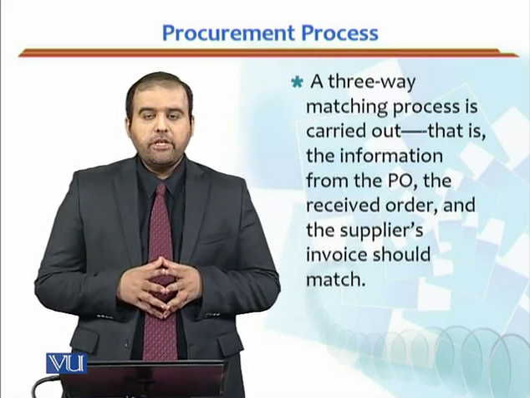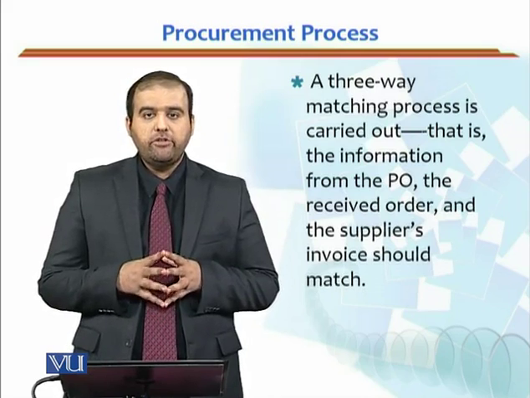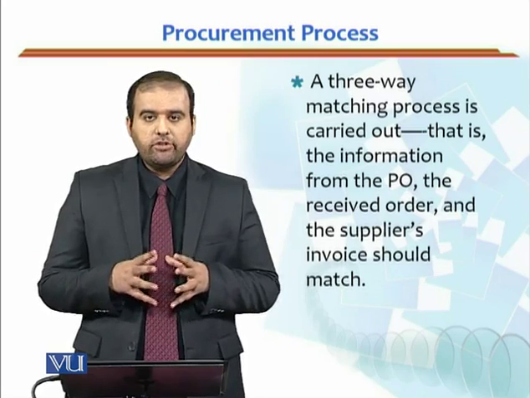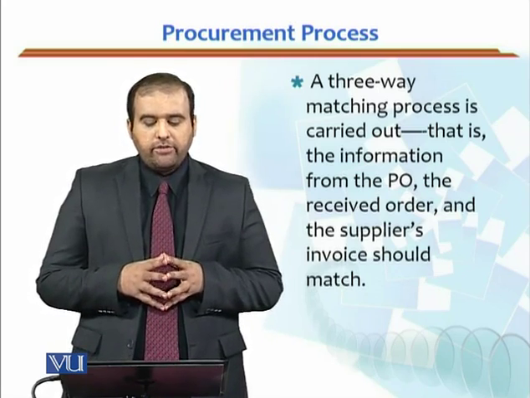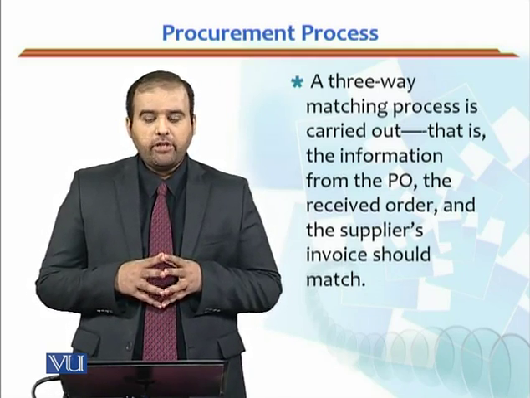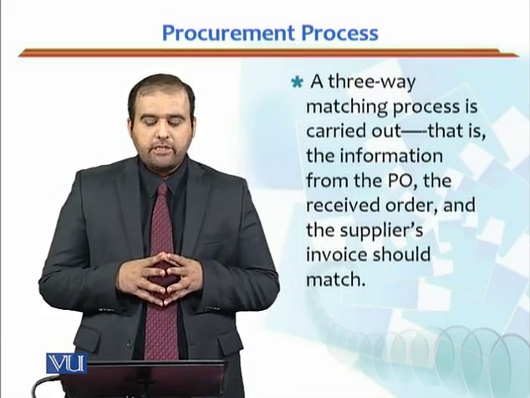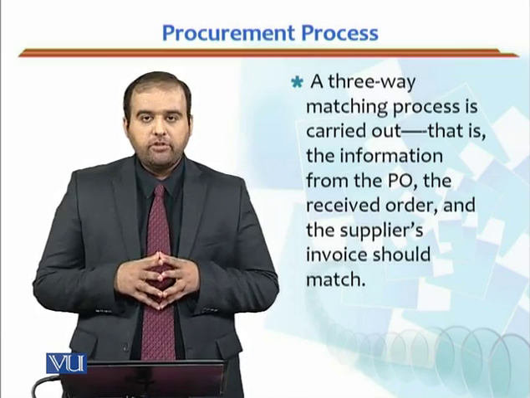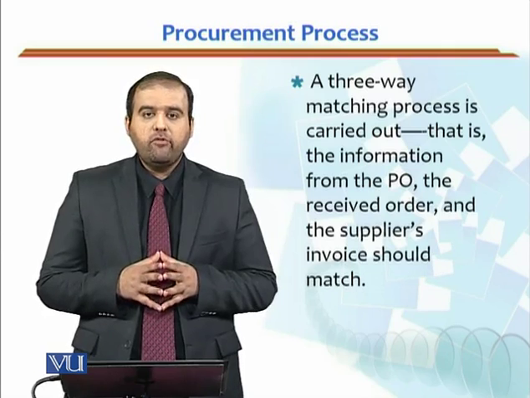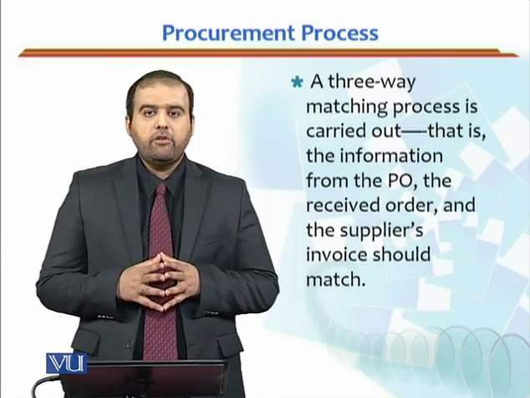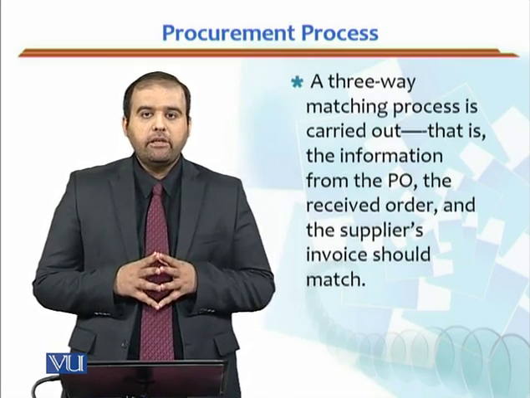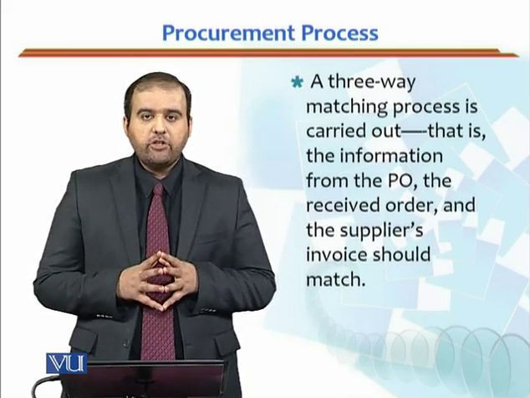Then afterwards there is a three-way matching. Three-way matching को आप एक decision node से भी, जो कि diamond form में है, उससे भी आप कर सकते हैं कि there could be three outcomes, or three matching processes are carried out. That is, the information from the PO, the received order, and the supplier's invoice should match. तो आपके पास जो PO है, जो received quantity है, और उसके साथ साथ जो supplier की invoice आपके पास आई है, it should have the same level of information, same quantity, or more or less the same quantity. If there is any variation in it, this three-way matching process will go on.